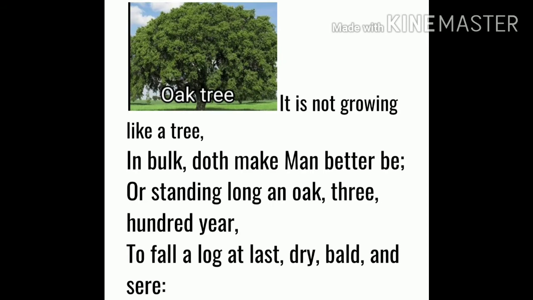Now in the next few lines, the poet compares man to a sturdy oak. He explains that growing physically like a bulky tree or living long like a sturdy oak doesn't make a man a noble being. The huge, strong and aged oak will soon become lifeless, dry, and withered. Withered here means dry. A dry piece of a wooden log.